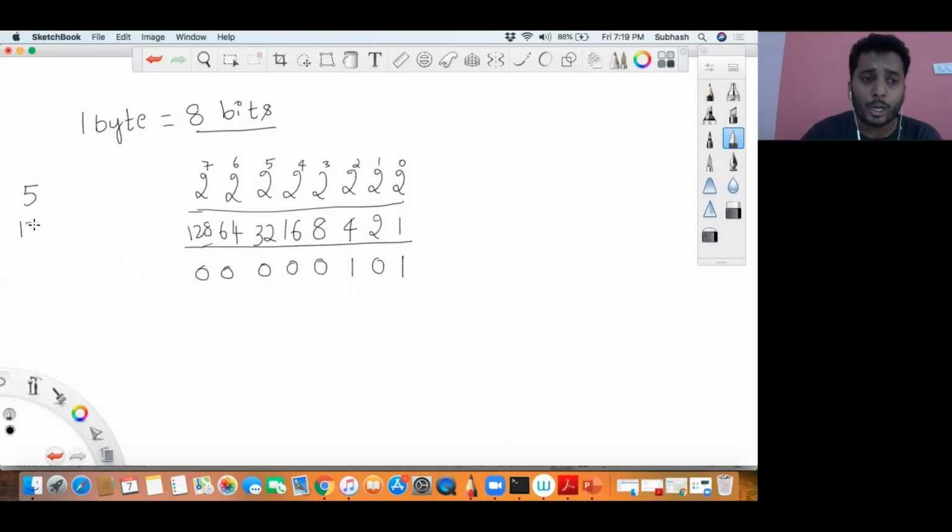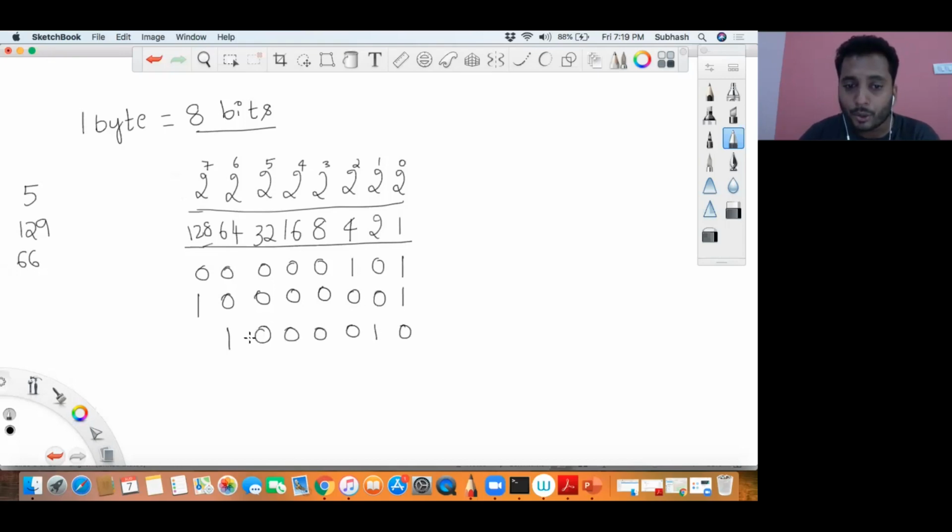Now, can I store 129 in 1 byte of memory location? Yes, you can, because you can put a 1 here and a 1 here, and the remaining becomes 0. This is 129. So can I store 66 in 1 byte of memory location? The number 66. Yes, it is possible. You will have to put a 1 here and a 1 here, and the remaining becomes 0. So this is 64 plus 2, it becomes 66, correct?